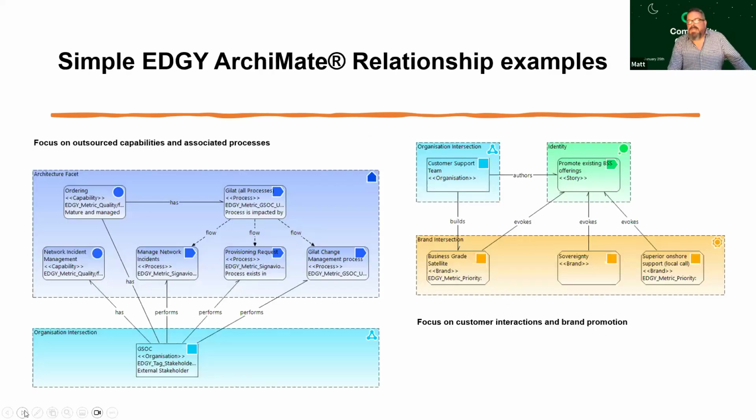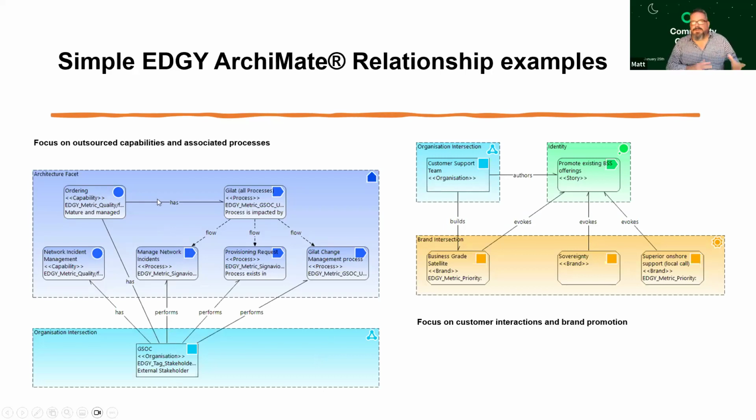So just some simple relationship examples. I tend to put everything within the facet because it just helps to sort of bring home the facet or the intersection. It just helps to kind of categorize things, especially because the next model I'll show you is a little bit busy. But you can see this is a simple thing where the focus on doing this was to see which of my capabilities and associated processes have been outsourced to our external operations provider.